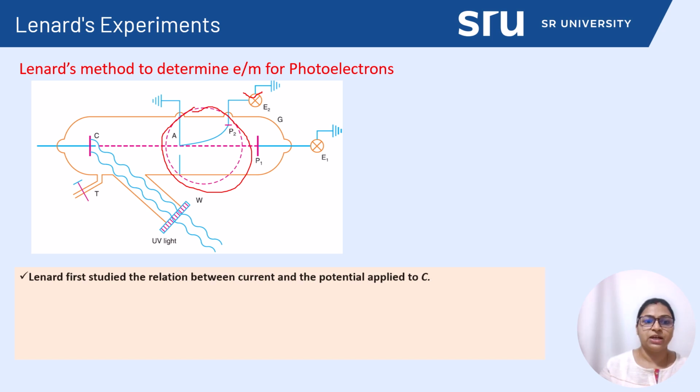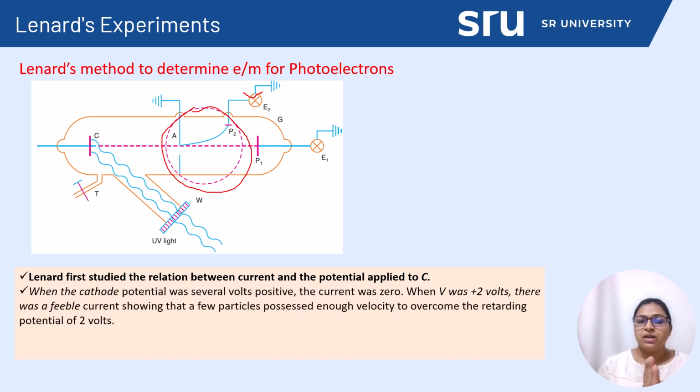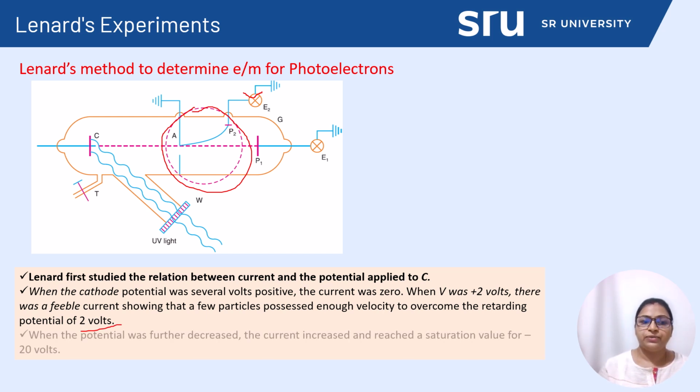His first observation is that he wants to demonstrate the relation between the current and the applied potential in C, meaning the potential applied here and the current flowing through the whole system. When the cathode potential is several volts positive, the current was 0, and when V is about 2 volt, there is a very weak current, as a few particles pass through, with velocity overcoming the retarding potential of 2 volt. Further, if the potential decreases, the current increases and reaches a saturation value at about 20 volt.